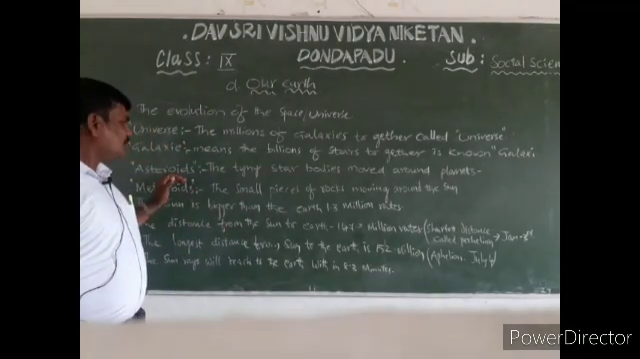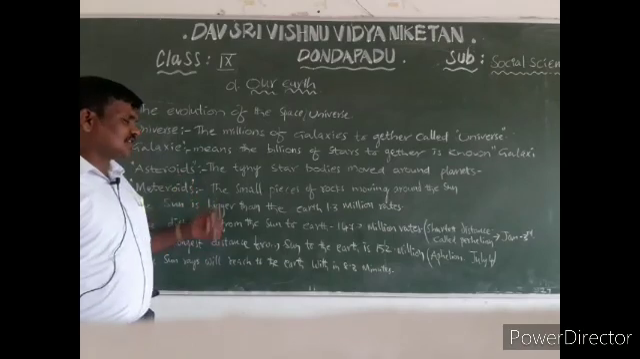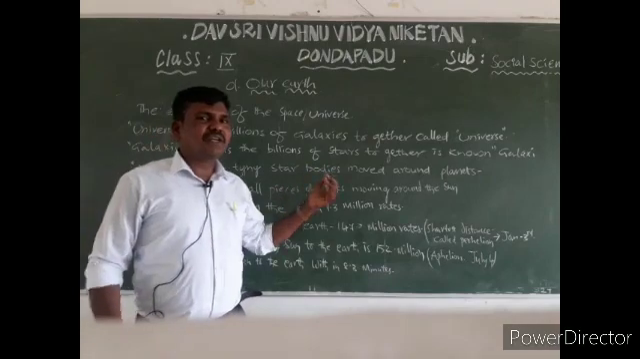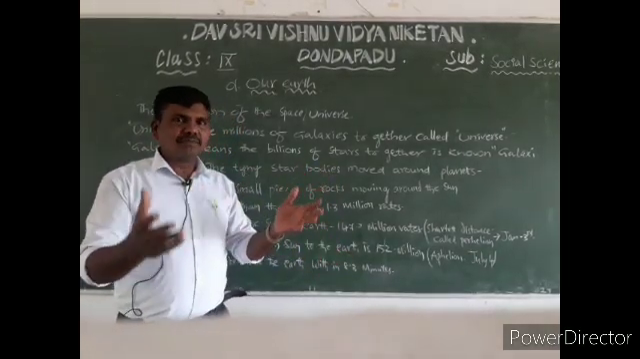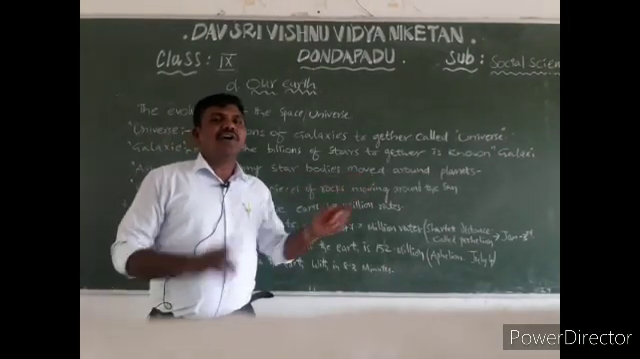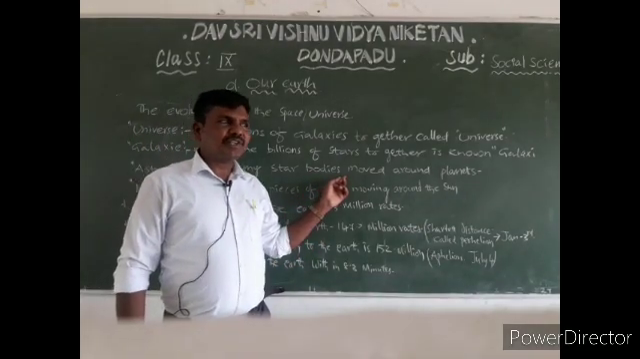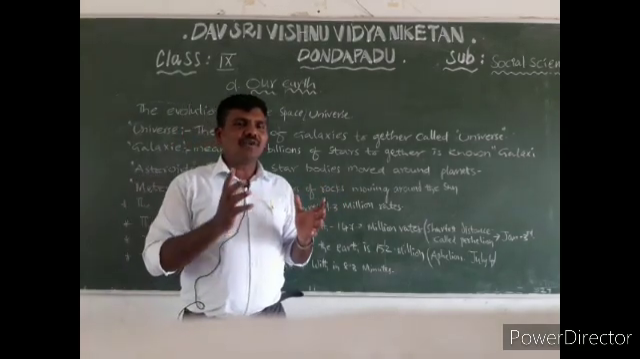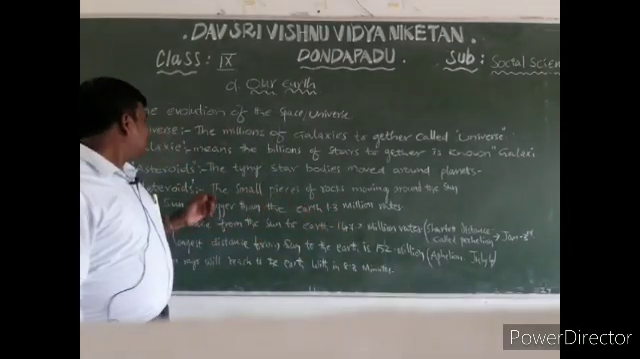Now a new word will come: asteroids. What are asteroids? The tiny bodies, broken pieces of planets. These broken bodies revolve around the sun, especially between Mars and Jupiter. Those two planets have their own asteroids moving like that.